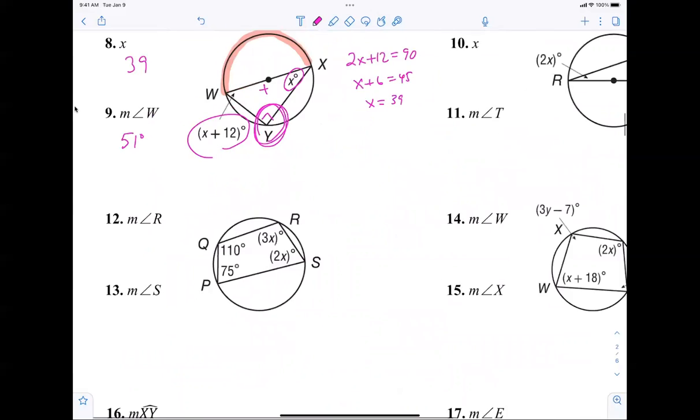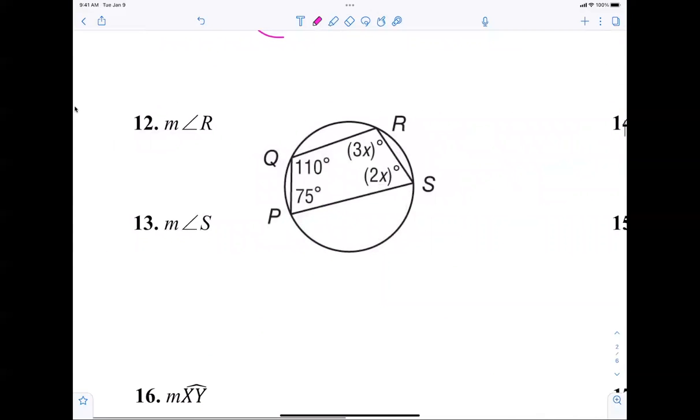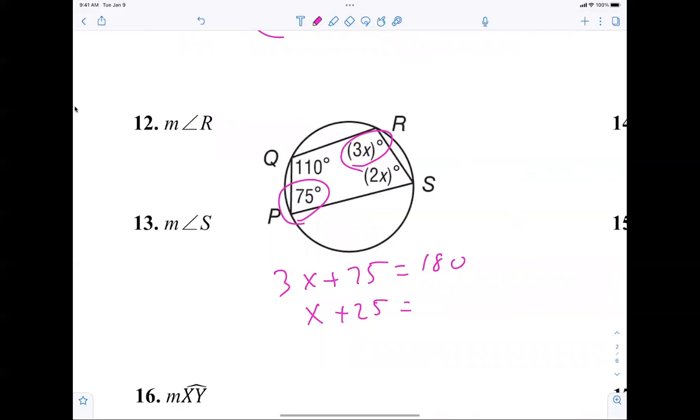All right, so let's do 12 and 13. So now we have an inscribed quadrilateral. What do we know is true? The opposite angles are 180. Now, if we wanted to, we don't even need to know that. We could just say those angles all together add up to what? 360. But to me, it was easier to just say 3x plus 75 equals 180. Hopefully you're seeing what I'm doing. x plus 25 is equal to 60. So x is equal to what? 35, right?